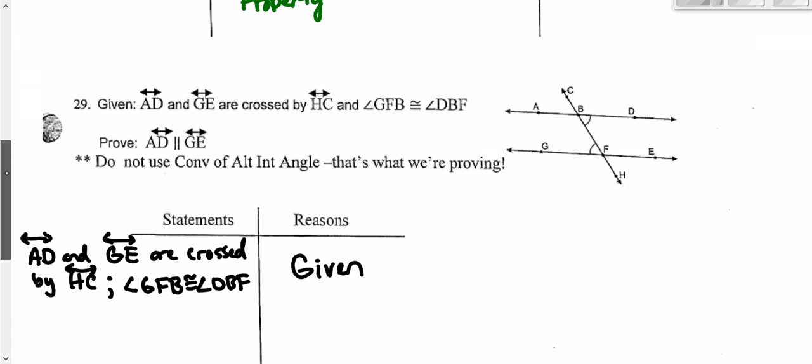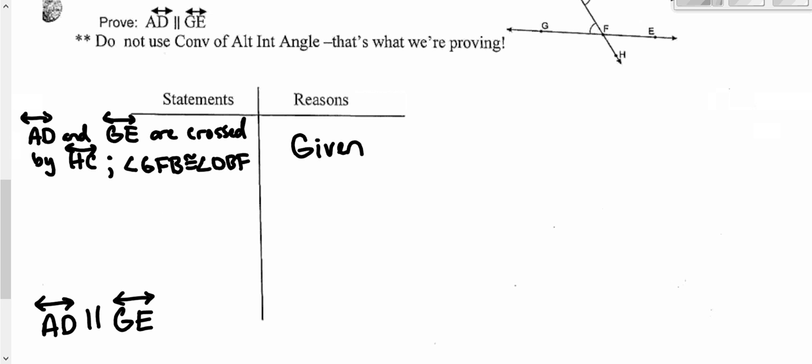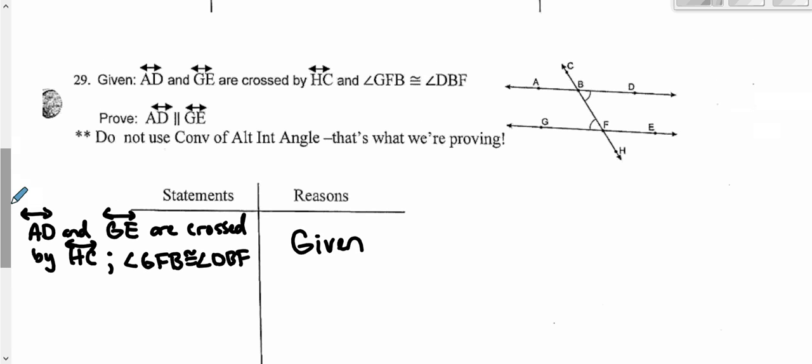Very much like the problems up above, let's go ahead and use some sort of a connection between this angle here, the DBF and the GFB, such as vertical angles could work or corresponding. So I'm going to go with vertical angles first. So what I'm going to say is that angle DBF is congruent to angle ABC. And these are vertical angles.